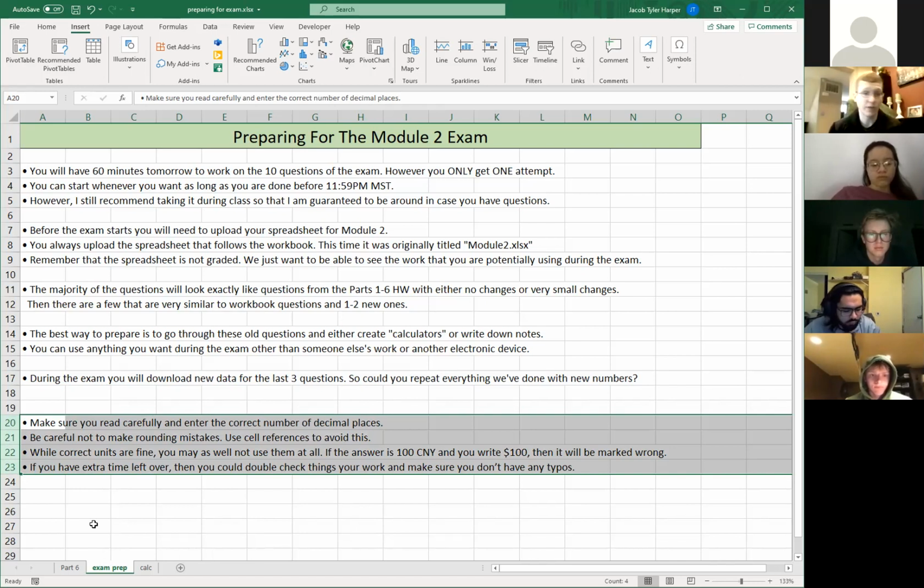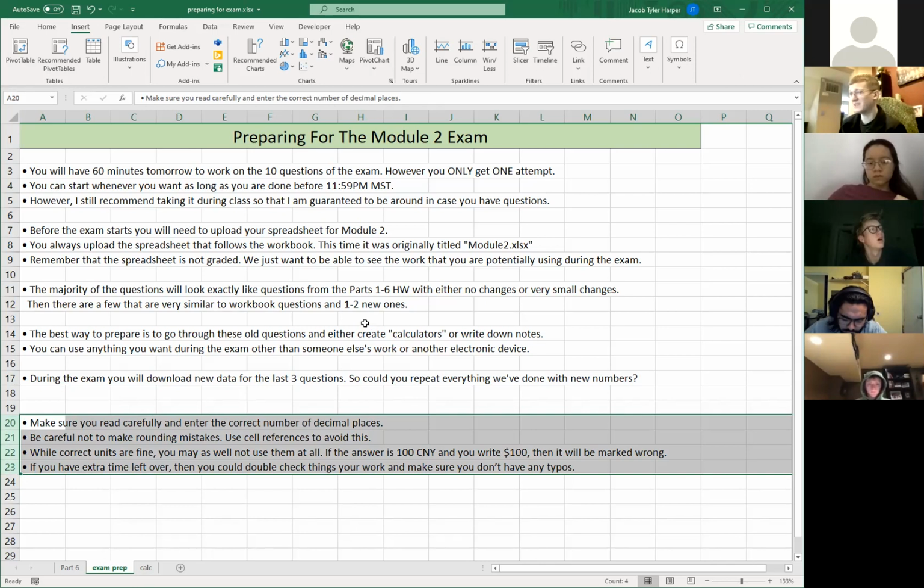Be careful not to make rounding mistakes. So definitely always use cell references. And just like I mentioned on the first exam, don't use units. Technically you can if you use the correct units, but there's no reason to use units. If a question is wanting you to have 100 CNY and you're at $100, the whole thing's wrong. So just write 100. You're good. That's all I wanted to mention there.